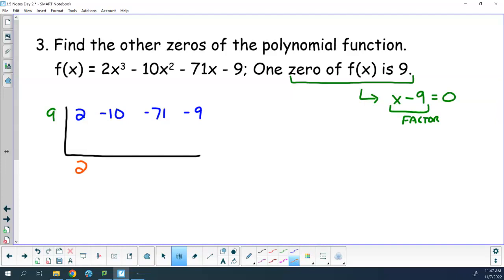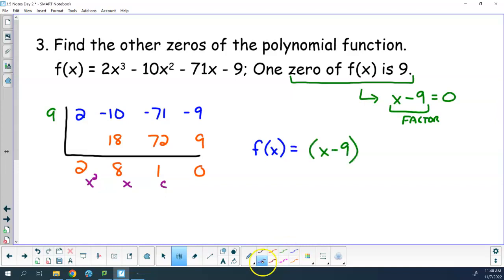So drop, multiply, add, multiply, add, multiply, add. So this is my x squared term, my x term, my constant term, and my remainder. So f of x now can be written as x minus 9 times 2x squared plus 8x plus 1. Again, if we were at bus stop number 1, 2x squared plus 8x plus 1 would be our answer. It's what we would box.